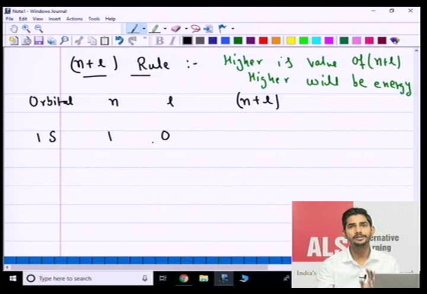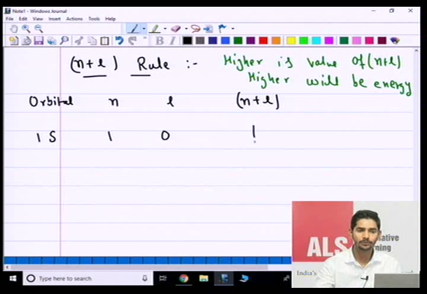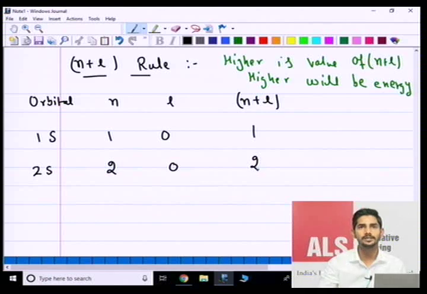Do you remember that the designation of s is 0? So that is mathematical 0. Now, if I calculate n plus L, it comes out to be 1. If I talk about 2s, n is 2, L is 0, so n plus L should be 2. Now you can compare 1s and 2s. 2s has got the higher value of n plus L. That's why 2s has the higher energy as I compared 2s with the 1s.